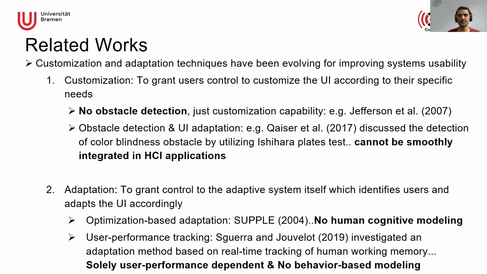Related works can be categorized in two main directions: customization and adaptation techniques. Both aim at improving the system's usability, while customization techniques grant users control to customize the user interface adaptation according to their specific needs. That means according to different interaction obstacles. Therefore, no obstacle detection is discussed here. And even in the case of discussed obstacle detection, so visual obstacle detection of color blindness, as discussed by Kaiser and colleagues in 2017, it is a specific test that cannot be smoothly integrated in SIGCHI applications.